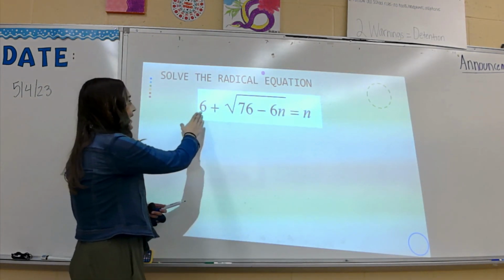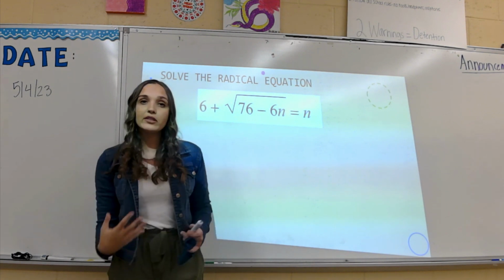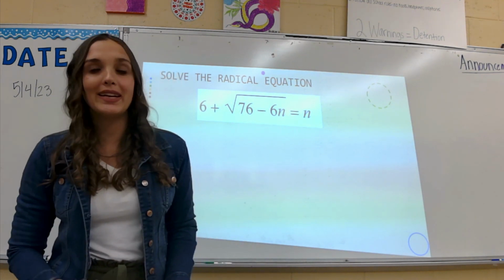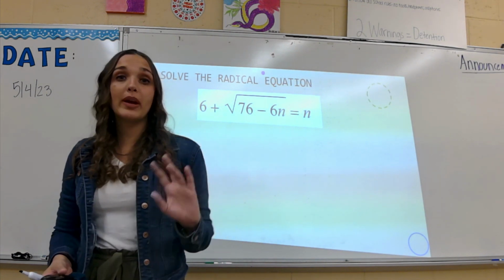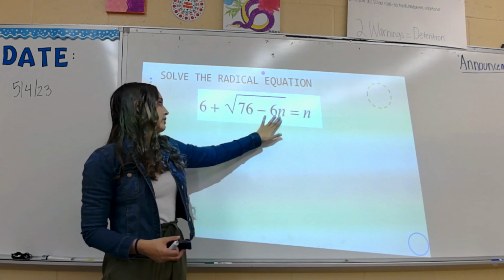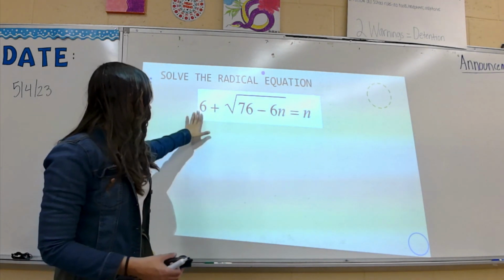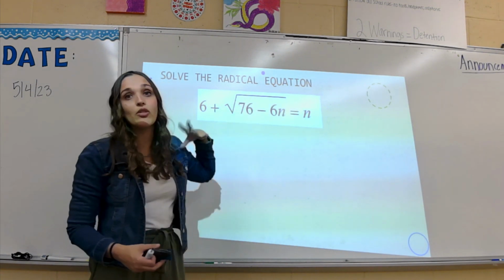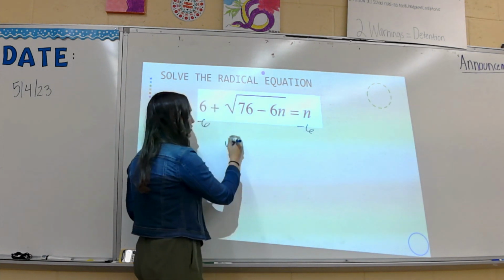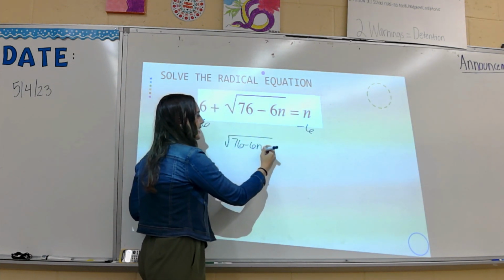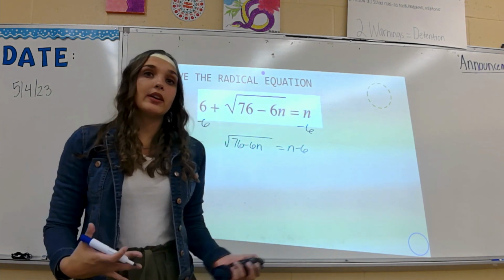So I am given a constant plus a radical term equaling our variable. And every single time we have this problem, we're going to try to get the radical by itself. I know that the inverse operation of a square root is to square it. If I square this whole side, that's using concepts that are way above my knowledge at the moment. So I'm going to move this term over so I have just the radical that I can square. So I'm going to subtract 6, and I get the square root of 76 minus 6n equals n minus 6. Now I have that radical by itself on the left-hand side.